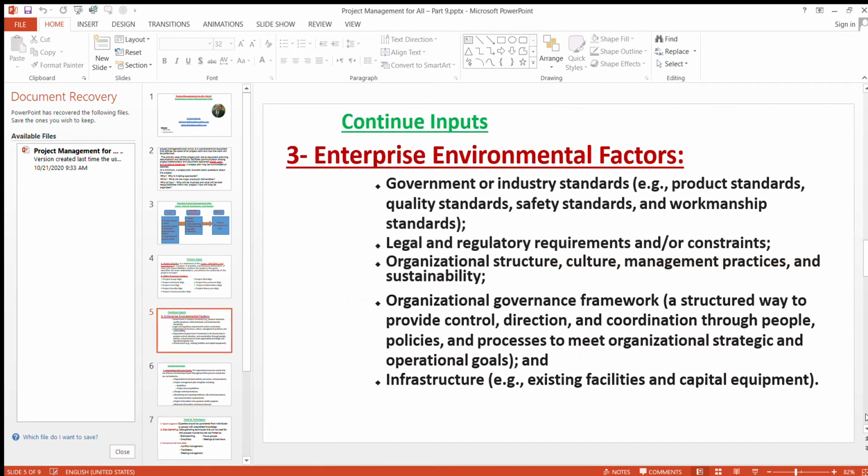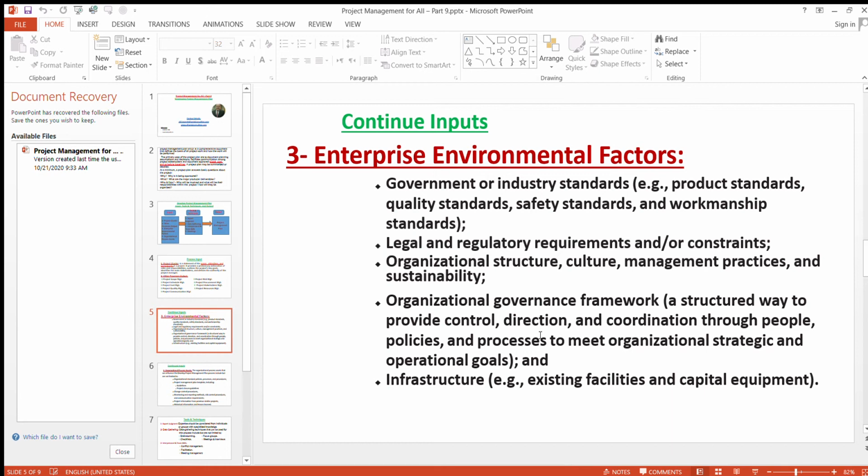The third input to this process is the enterprise environmental factors. What are these enterprise or organization environmental factors? The first one is the government or industry standards. Like what product standards, what quality standards, what safety standards are used by the enterprise, and what are the workmanship standards. The second one is the legal and regulatory requirements or constraints.